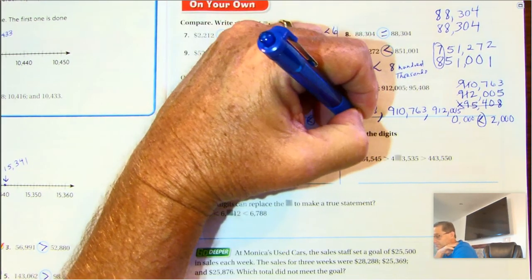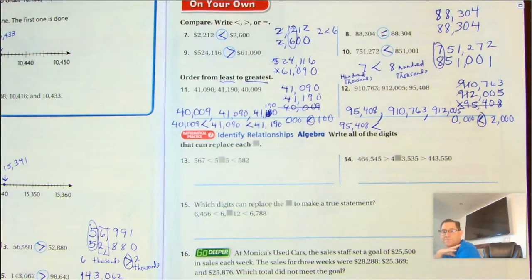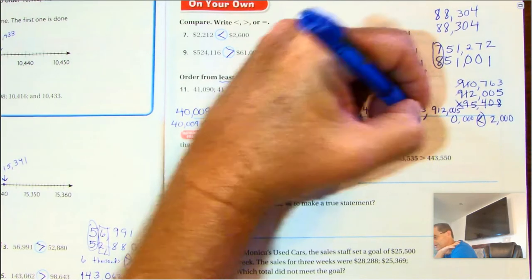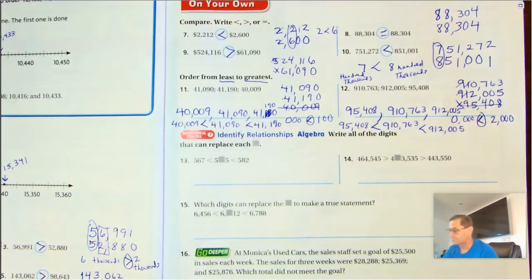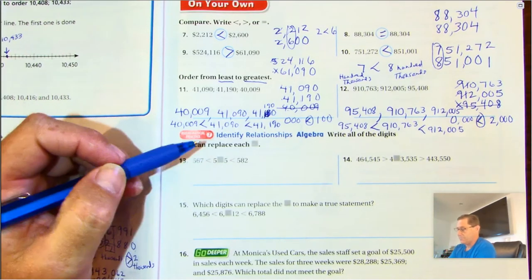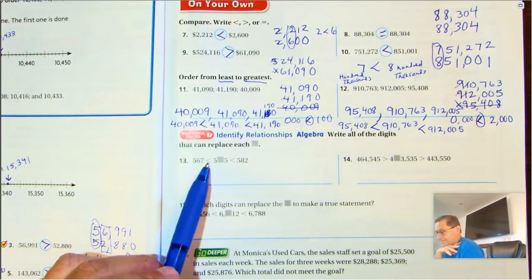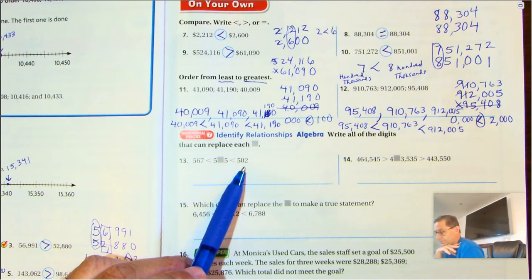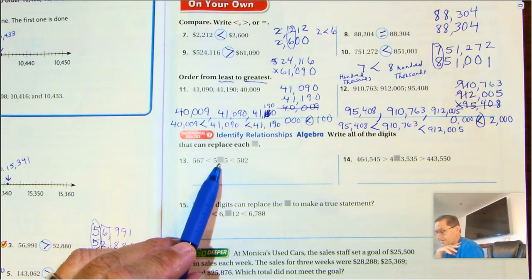So if we write it with less than or greater than symbols, we can write 95,408 is less than 910,763, which is less than 912,005. Okay, now number 13, we have to find the missing value that would make these statements true. So we have 567 is less than something, which is less than 582. So what digit from 0 to 9 can we put in here to make this true?